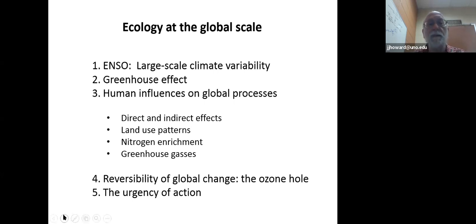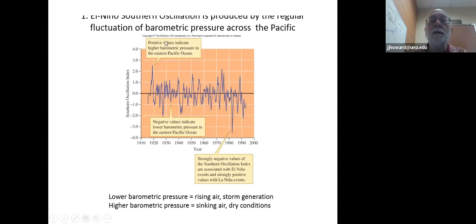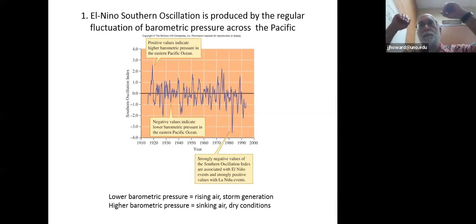So there. Okay. So the El Nino Southern Oscillation is produced by the fluctuation of barometric pressure across the Pacific Ocean. Okay, and if there's low pressure, that means that air is rising. If there's high pressure, it means air is sinking. So what we've got here is high barometric pressure near Peru on the eastern side of the Pacific Ocean, and this is the Southern Oscillation Index.